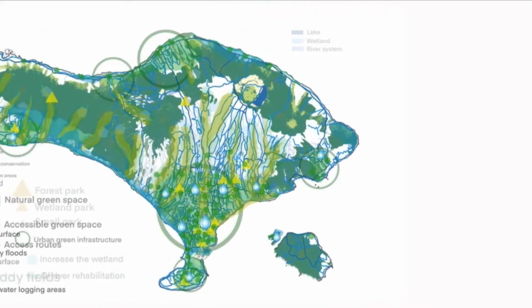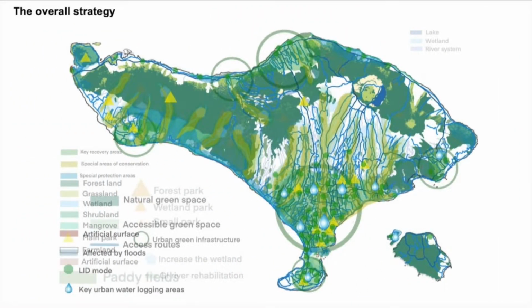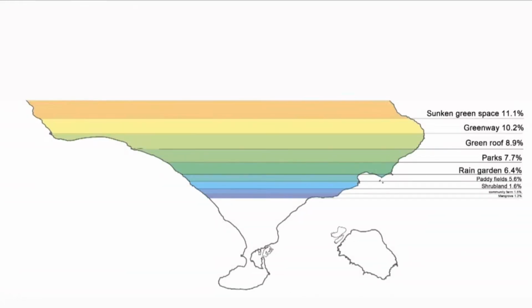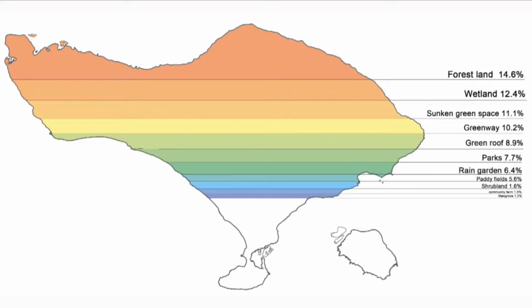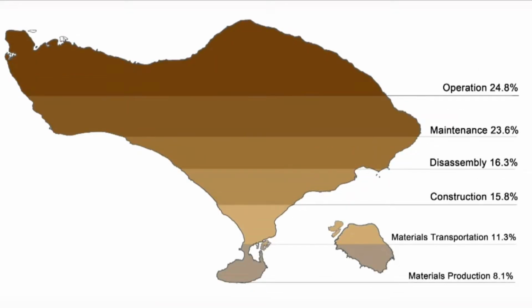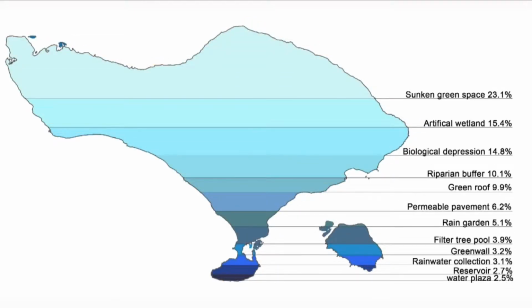In short, the overall strategy can solve the problem of urban floods and waterlogging in Bali and achieve the sustainable cycle of stormwater management in 2045. At the same time, it can effectively reduce greenhouse emissions. Although the construction of GI produces many carbon emissions, it is enough to achieve the goal of reduced carbon emissions in 2045.